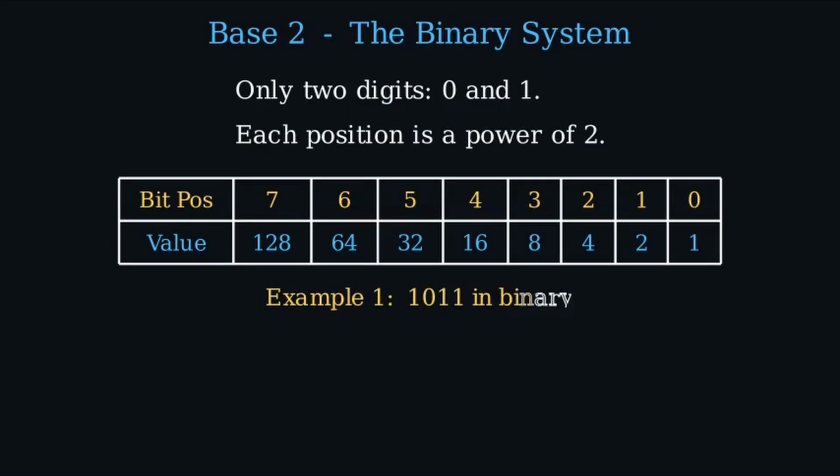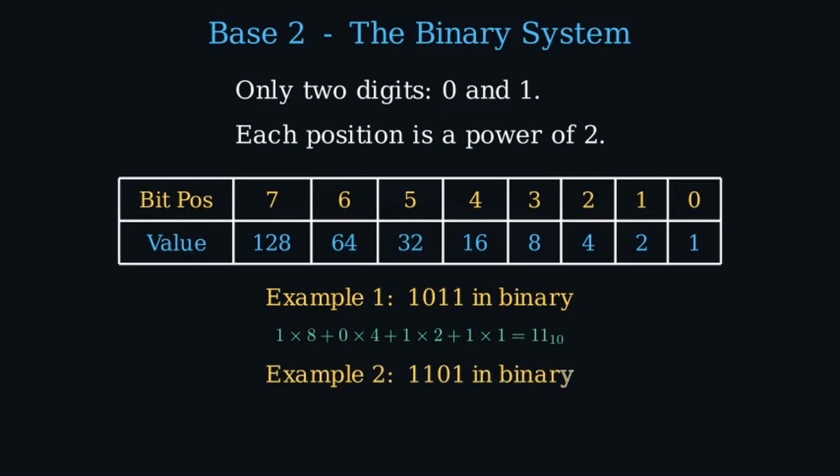For example, 1011, if we take each value times its position, then we add them all up together, we get 11 in the decimal system. Second example, 1101, multiply each value by its position, and we get decimal 13.